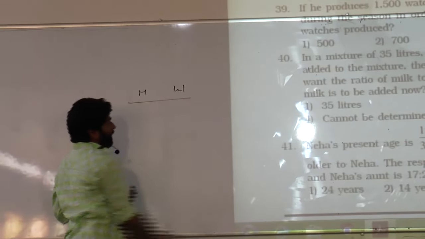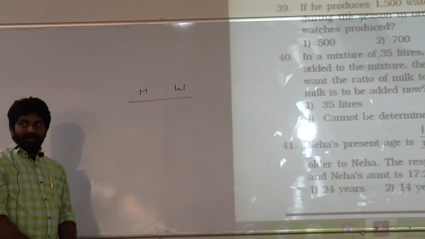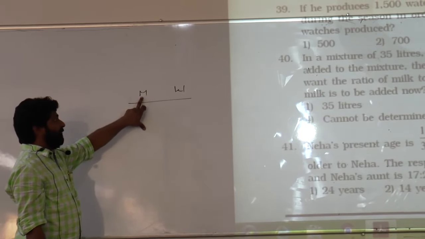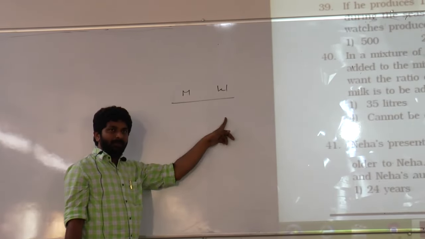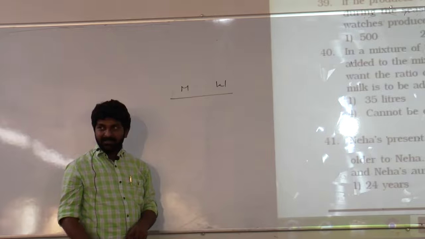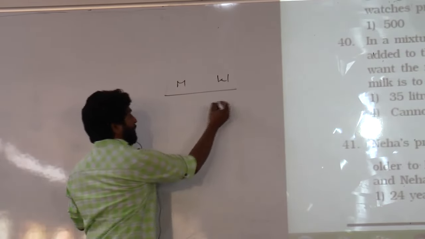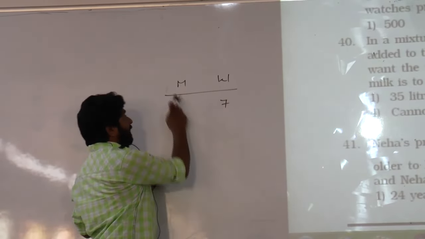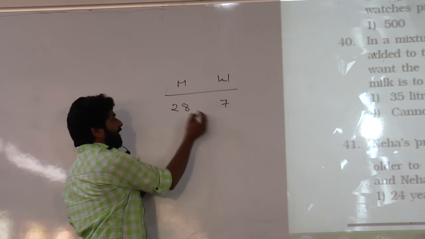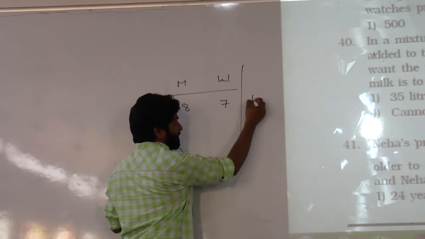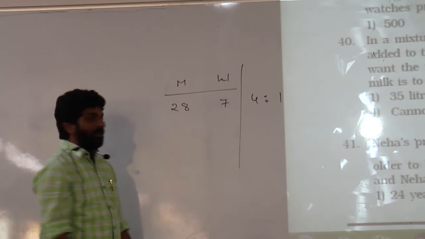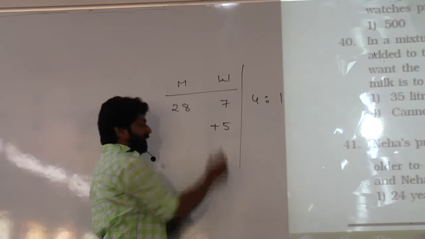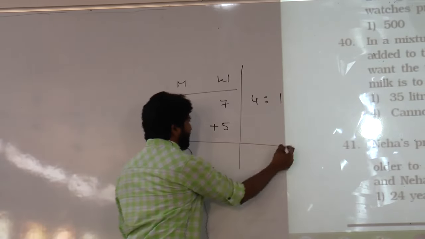Now, milk and water. Initially we have 35 liters. In 35 liters, we have milk and water in the ratio 4:1. So milk will be 4 parts and water is 1 part. Total 5 parts, 5 parts is 35. So water will be 7 liters and milk will be 28. 28 is to 7, what ratio is it? 4:1. To this quantity, you are adding 5 liters of water. After that, you will get some other ratio.